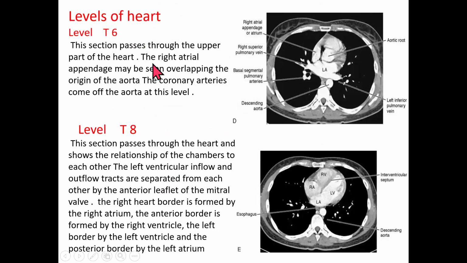Level 6, this section passes through the upper part of the heart. The right atrial appendage may be seen overlapping the origin of the aorta. The coronary arteries come off the aorta at this level.